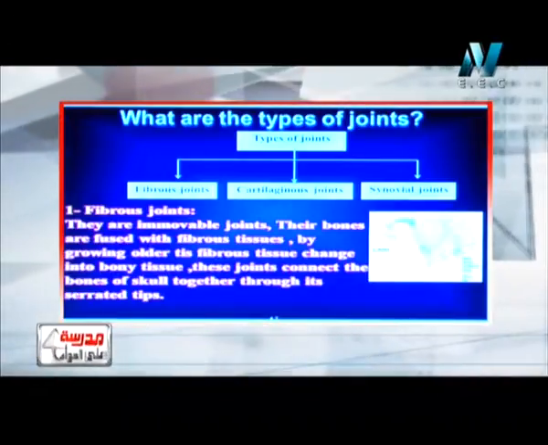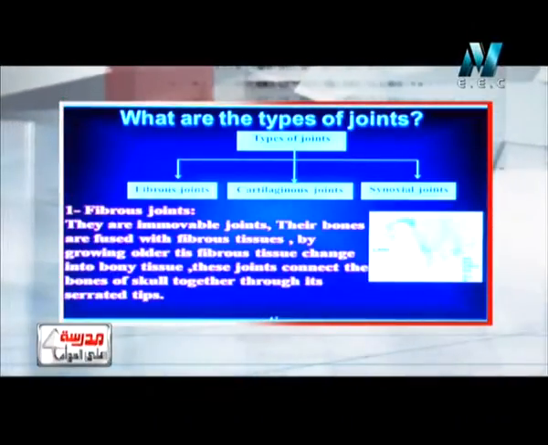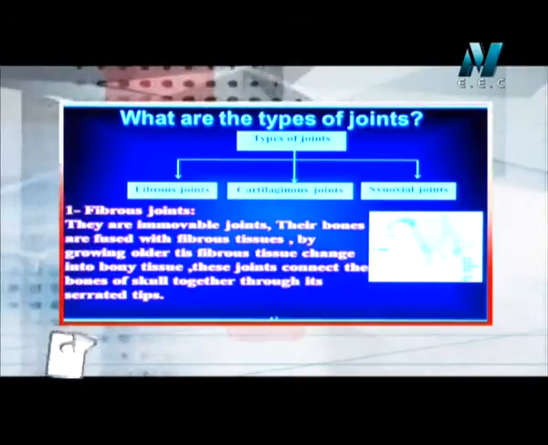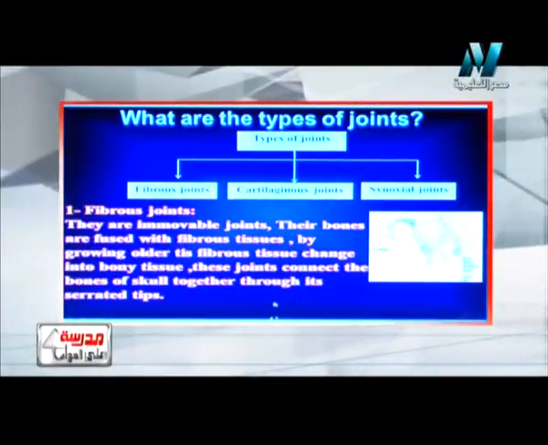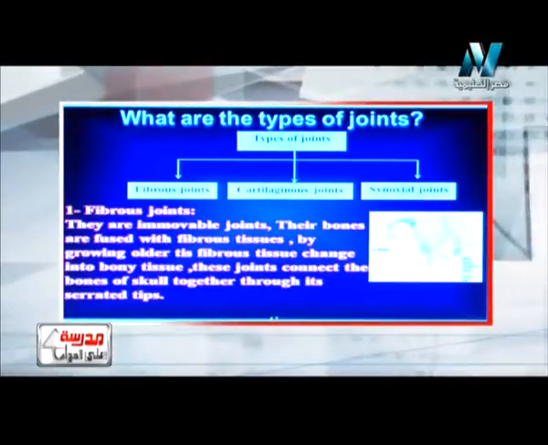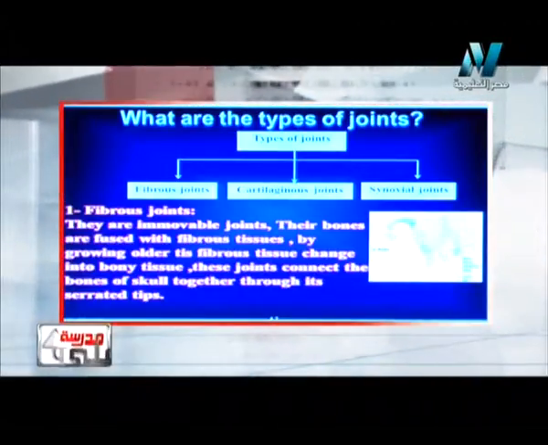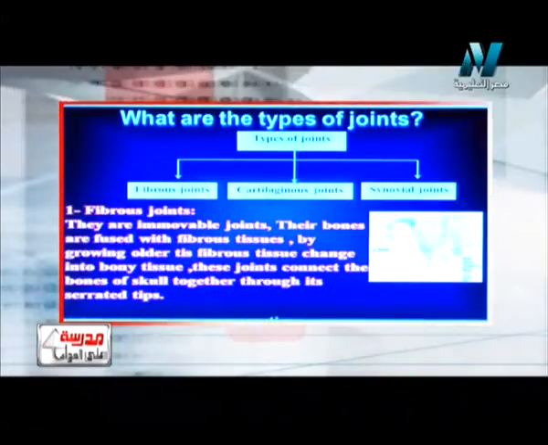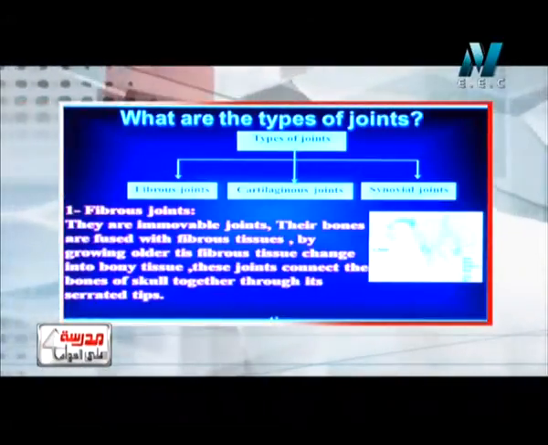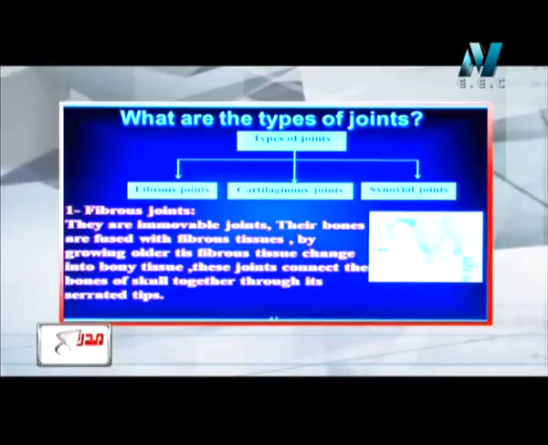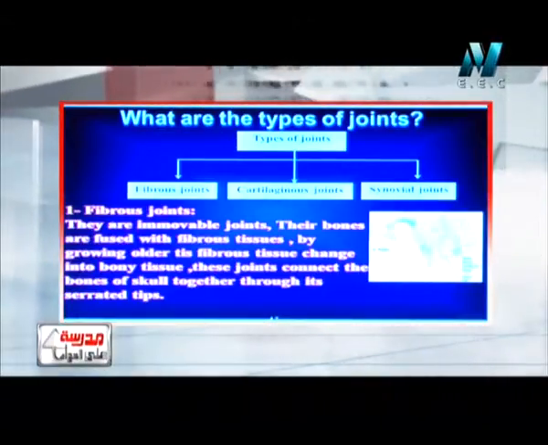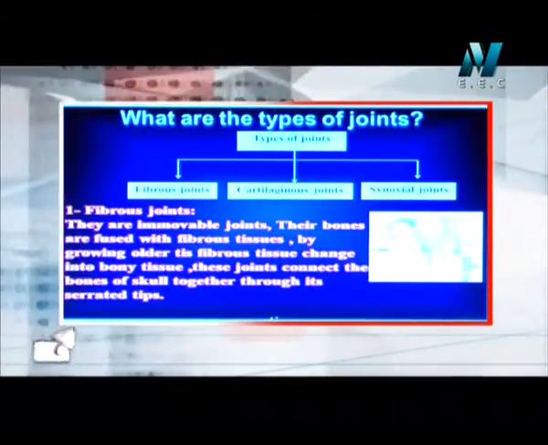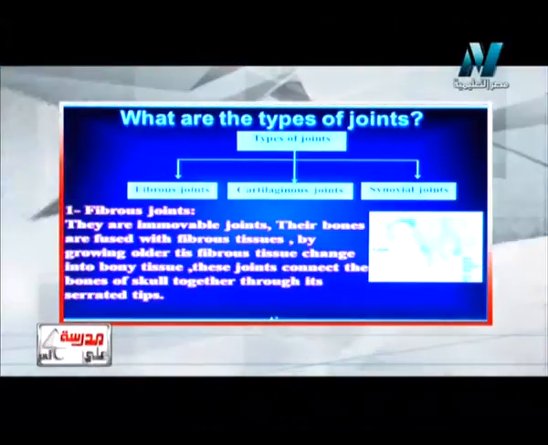These joints can't move and are located at the cranium part of the skull through its serrated tips. So this part of the skull contains fibrous tissue, and the fibrous tissue changes into bony tissue. So this type of joint does not act as a movable joint, but acts as an immovable joint. But the second kind of the joints is the cartilaginous joints.